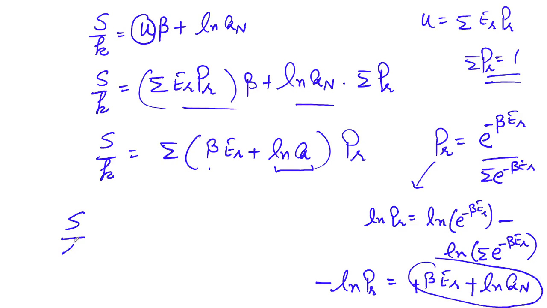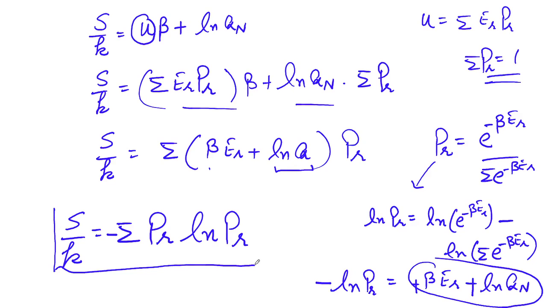So I can rewrite this equation: S over k is the summation of PR into log of PR with a negative sign. This is an interesting result, and it shows that the entropy of the system is generally determined by this probability value PR. So from this probability function we can also find out the entropy values. Now this is a very important result.